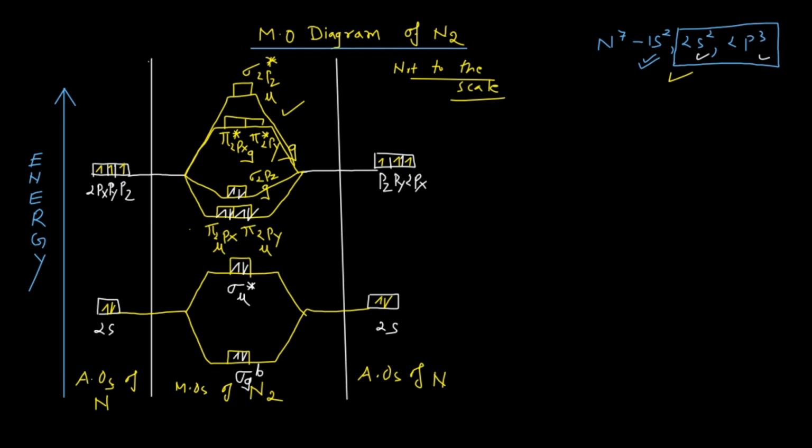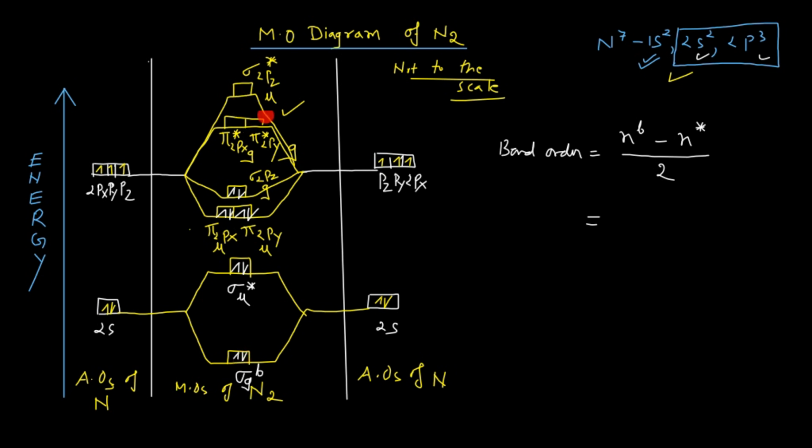So now if you want to calculate the bond order of the nitrogen molecule, what is the bond order? Number of electrons in the bonding molecular orbitals minus number of electrons in the anti-bonding orbitals, divided by 2. So now count the electrons in the bonding molecular orbitals. 2, 4, 6, 8, because this is lower in energy. Out of these two, this is lower in energy, this is bonding.